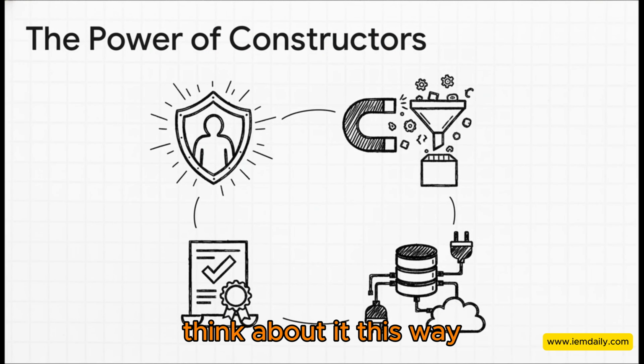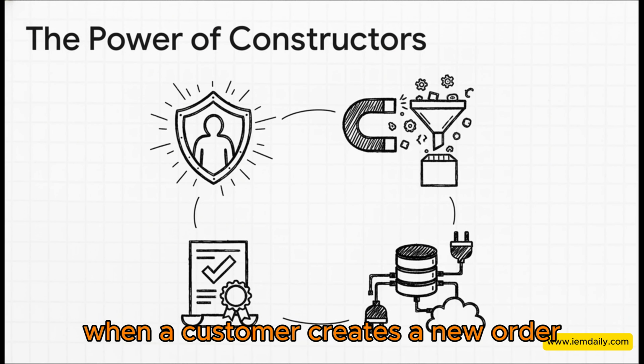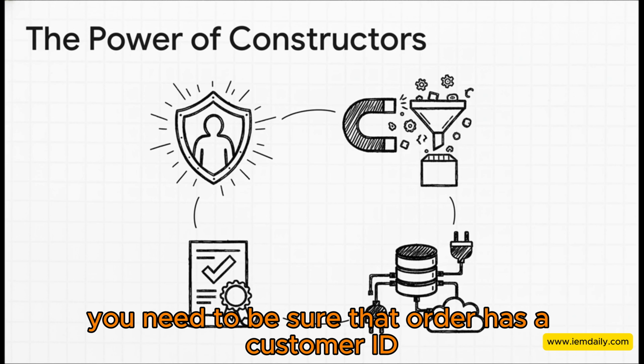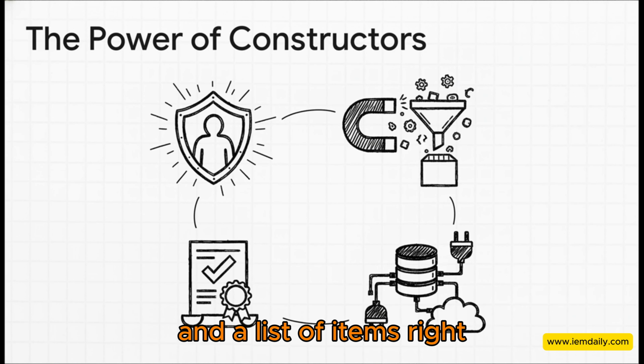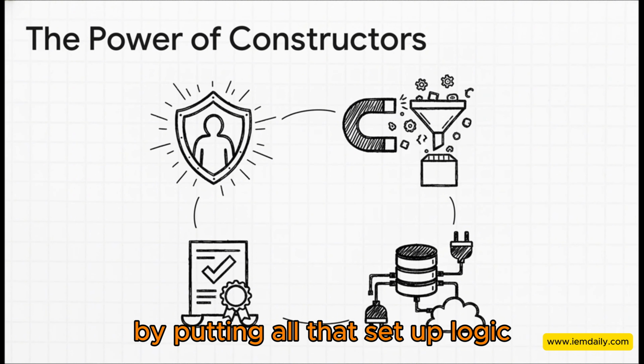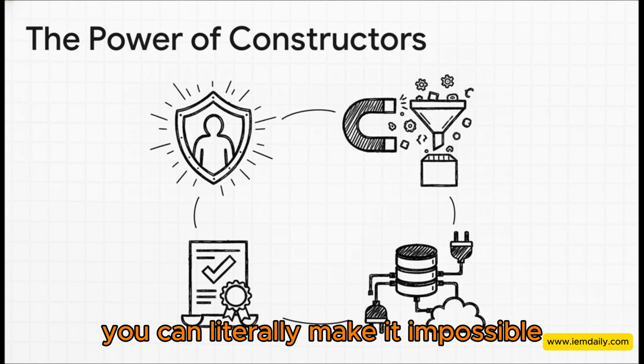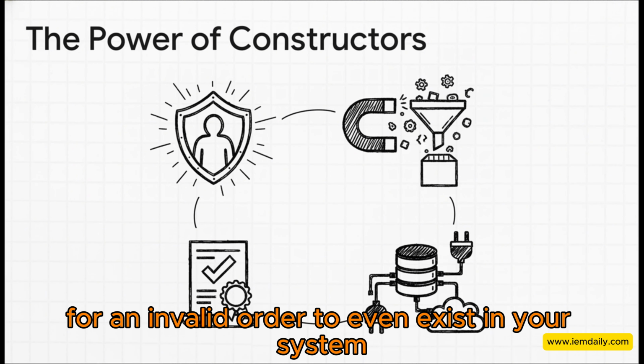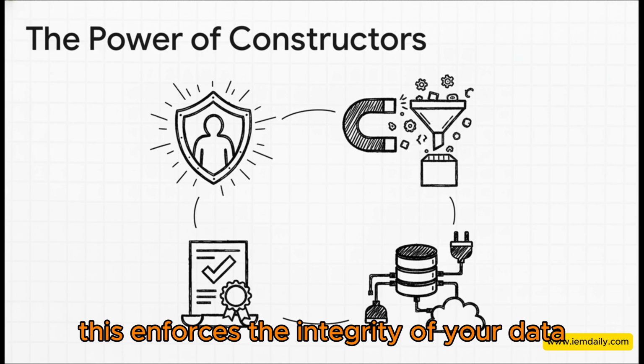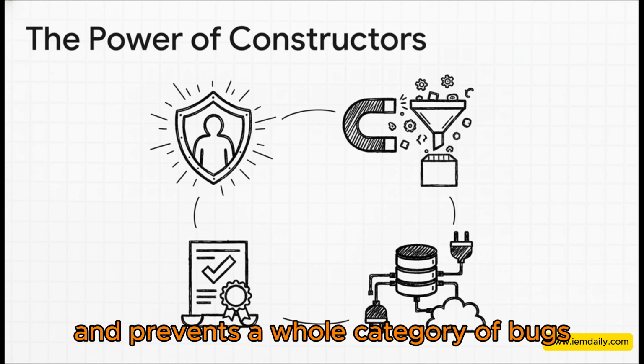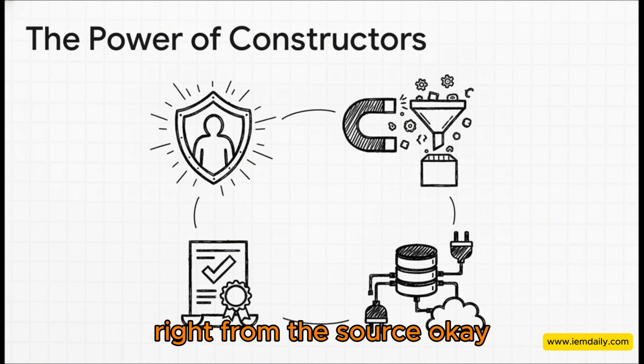Think about it this way. If you're building an online store, when a customer creates a new order, you need to be sure that order has a customer ID and a list of items, right? By putting all that setup logic inside the order constructor, you can literally make it impossible for an invalid order to even exist in your system. This enforces the integrity of your data and prevents a whole category of bugs right from the source.